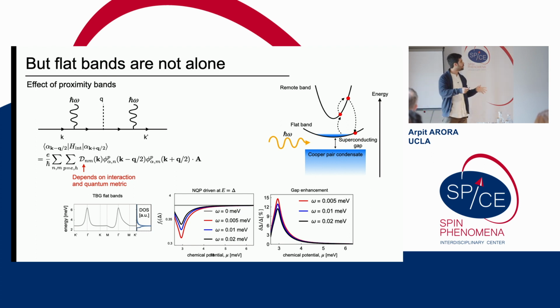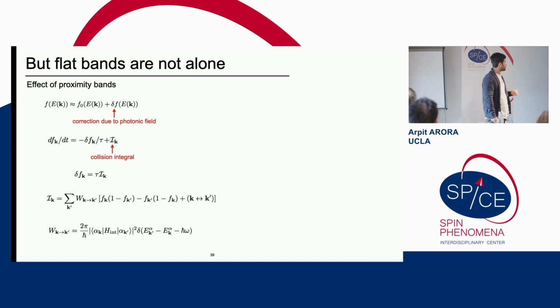And why is it so? Here is the reason. What we are interested in is getting the non-equilibrium quasi-particle distribution. If we just write down a simple kinetic equation and assume detailed balance, we can get the correction to the quasi-particle distribution through the collision integral. And this collision integral can be very easily calculated using Fermi's golden rule. Nothing complicated, and the main player here is the light-matter interaction.